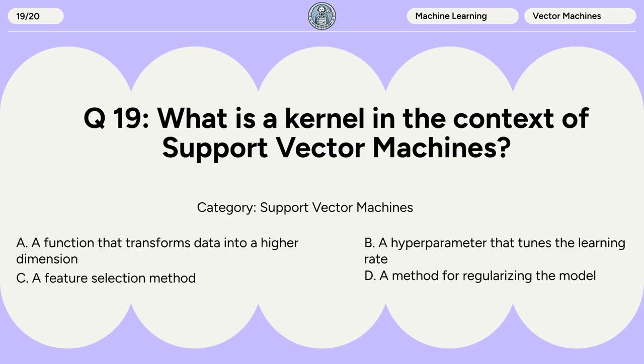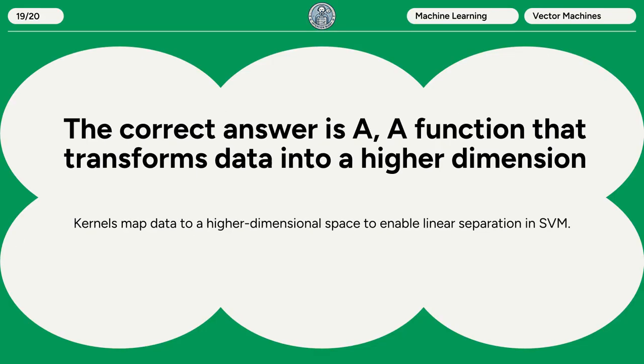Question 19. What is a kernel in the context of support vector machines? A. A function that transforms data into a higher dimension. B. A hyperparameter that tunes the learning rate. C. A feature selection method. D. A method for regularizing the model. The correct answer is A. A function that transforms data into a higher dimension. Kernels map data to a higher dimensional space to enable linear separation in SVM.